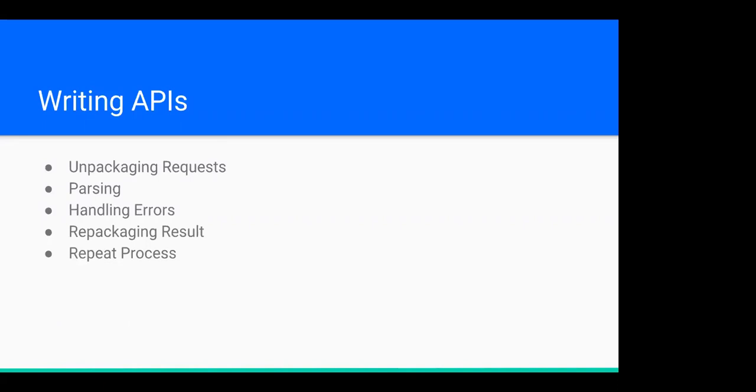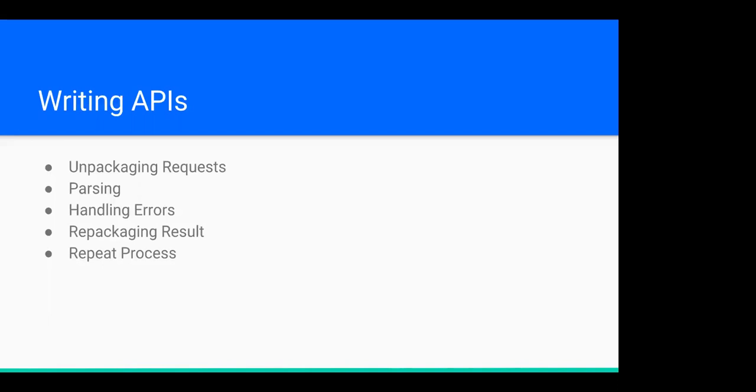You have to interpret network requests and unpackage them, parse all the information out, and deal with any errors that happen from that. Then when you want to send a response back, you have to go through the same process again a lot of times. That's also very tedious. And then when you want to implement the client side of your server, you have to do a lot of the same work again.